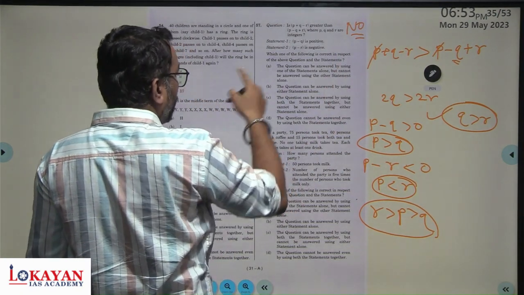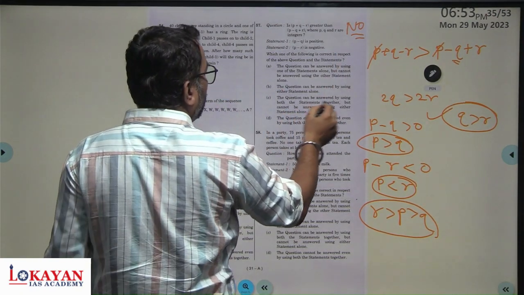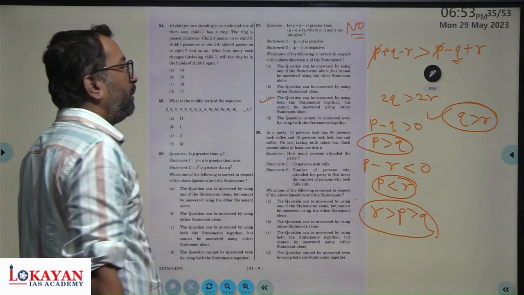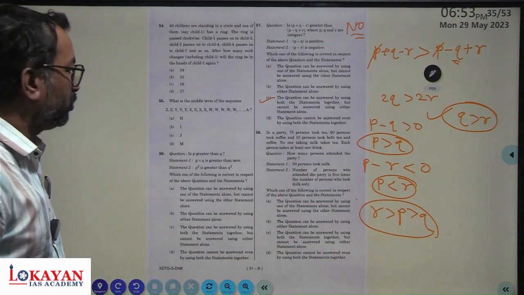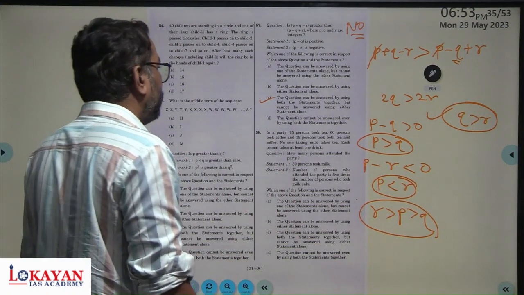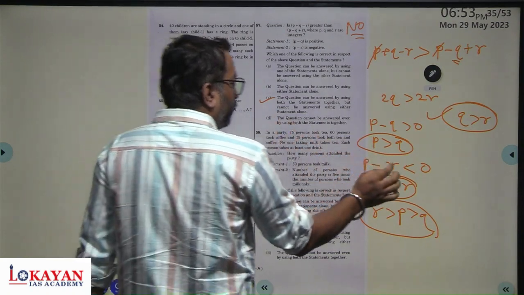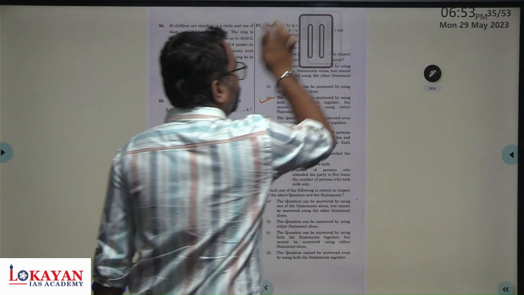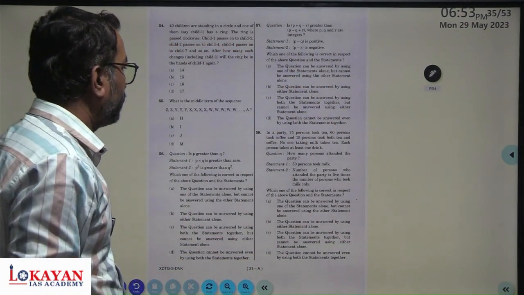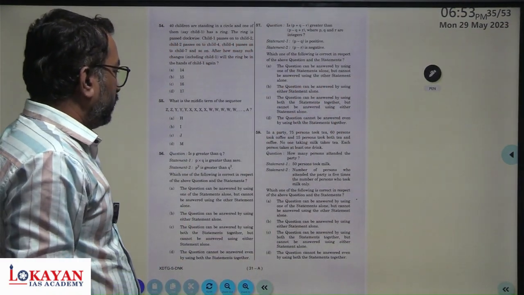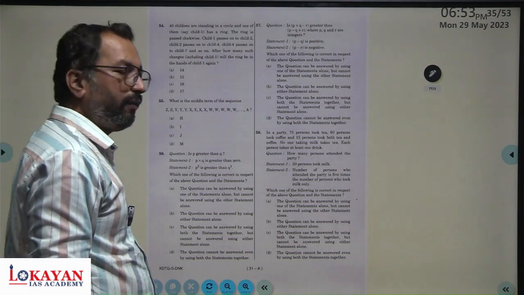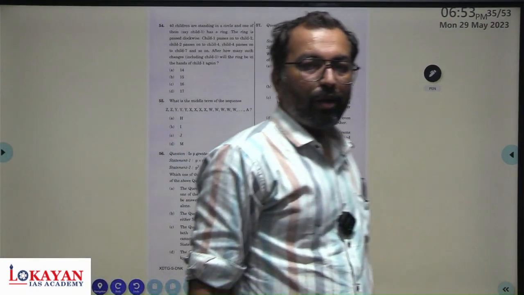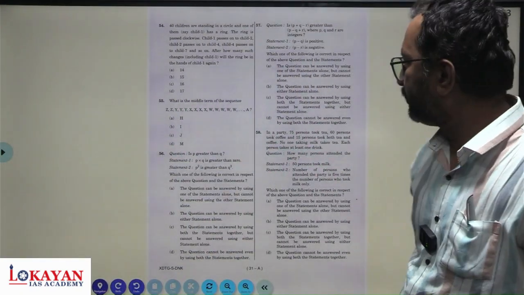So the question can be answered by using both the statements together. Option number C. Question number 58.